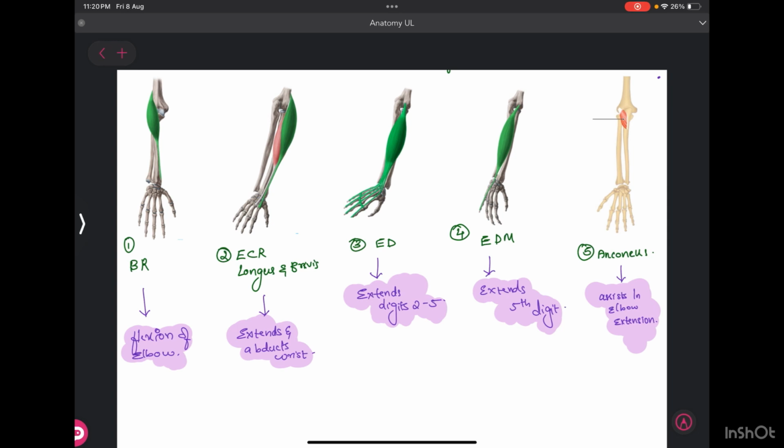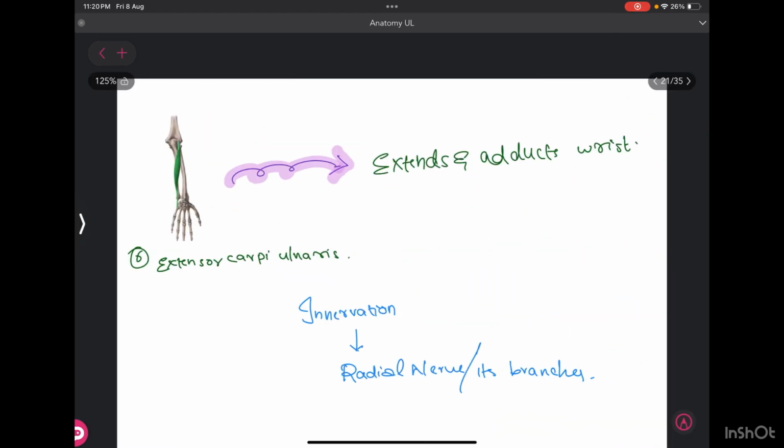Then comes the extensor digitorum. Of course, it will be inserted into the digits, right? And what will be the function? It extends the second to fifth digits. Then comes the extensor digiti minimi. Digiti minimi, of course, is related to the fifth finger or the little finger, so it extends the fifth digit. And what about anconeus? It assists in elbow extension. So from the names of these muscles itself, we can guess the actions of these muscles.